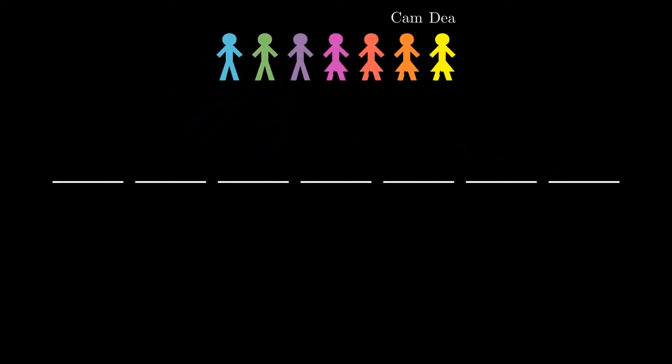Finally, we have 2 girls that are named Cam and D. They cannot be next to each other. Okay, so there's 2 different scenarios where this could happen.